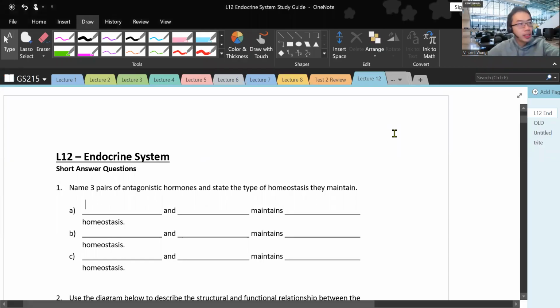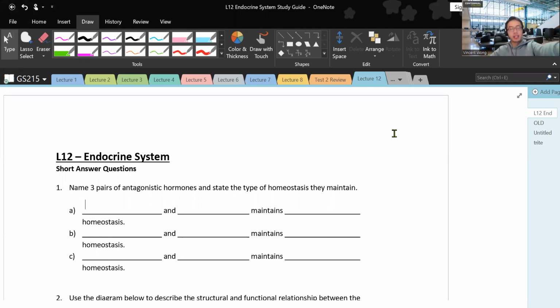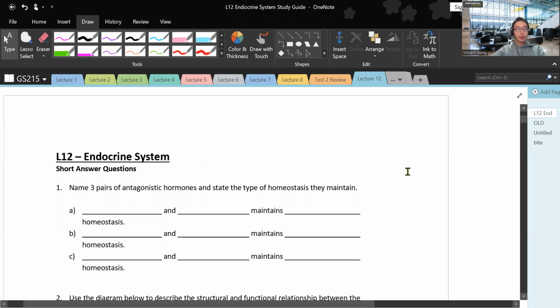Hello, good afternoon, everyone. Let's get started. We are on our last lecture today, which is the endocrine system. And there are a lot of hormones involved here, lots of things to memorize and remember. So let's get to it.